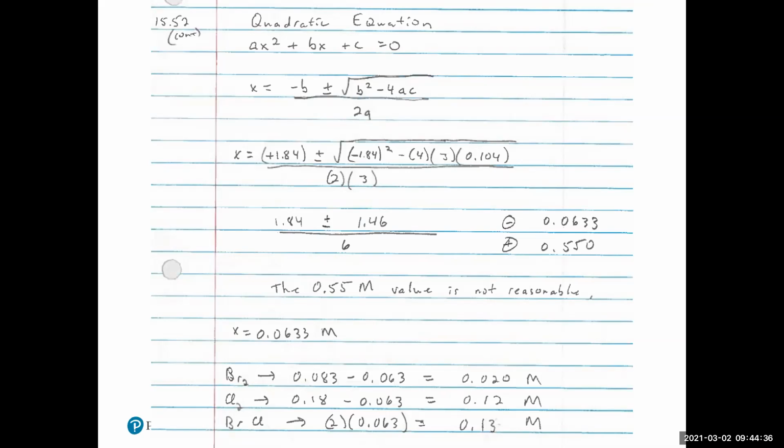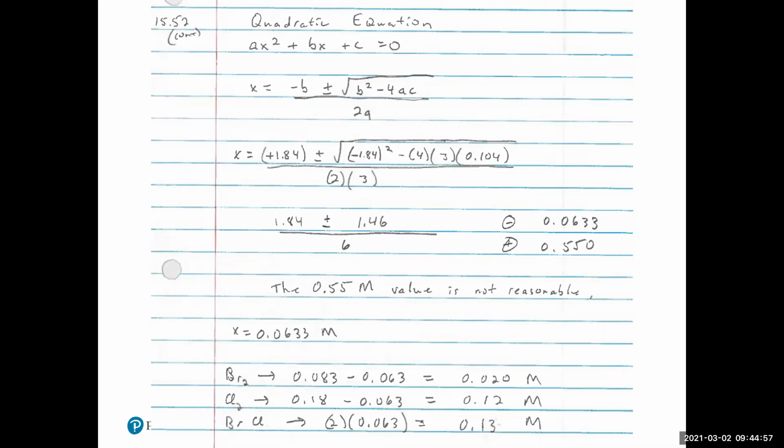And then you go ahead and solve. Remember we said you solve it as that plus or minus being plus and that plus or minus being minus. We get two values. Using it as the negative sign, we get 0.0633. Using it as the positive sign, we get 0.550.